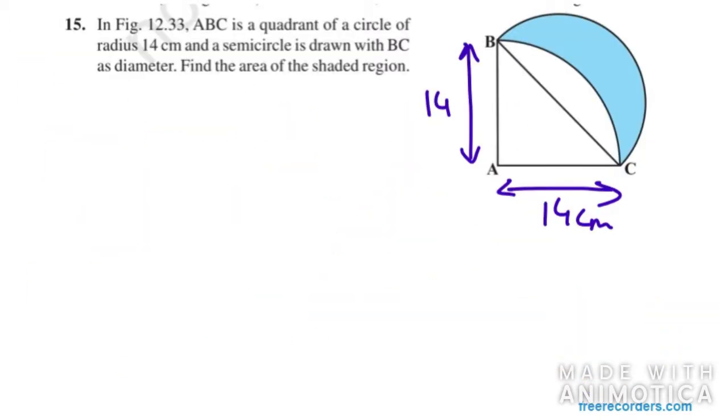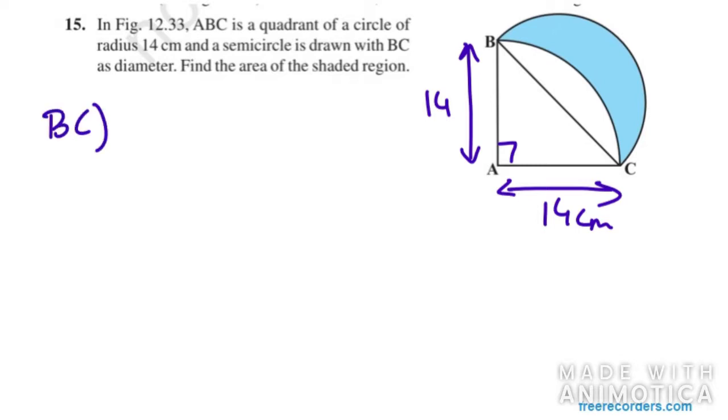Let's do question number 15. So it says ABC is a quadrant of a circle of radius 14 centimeter and a semicircle is drawn with BC as diameter. Find the area of the shaded region. So first of all, I will find what my BC is. For finding BC, we need to use Pythagoras theorem here as it is a 90-degree angle. So let's start with it.